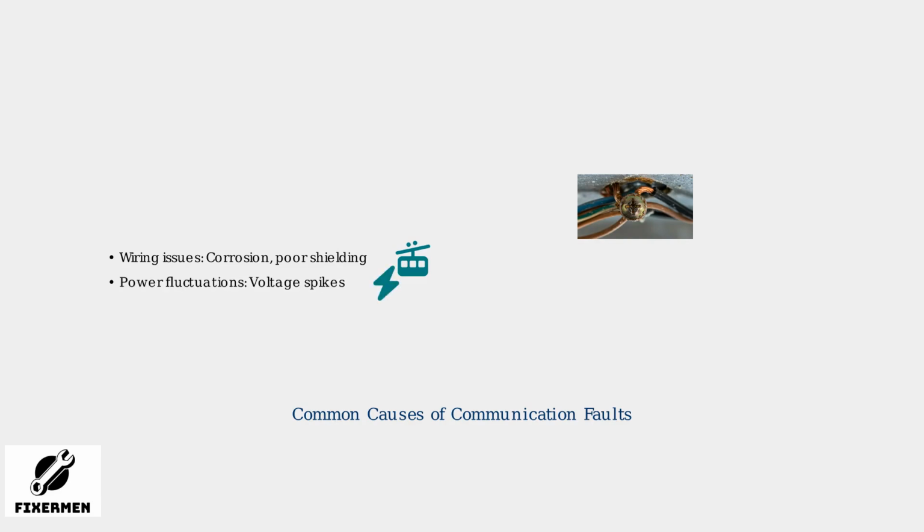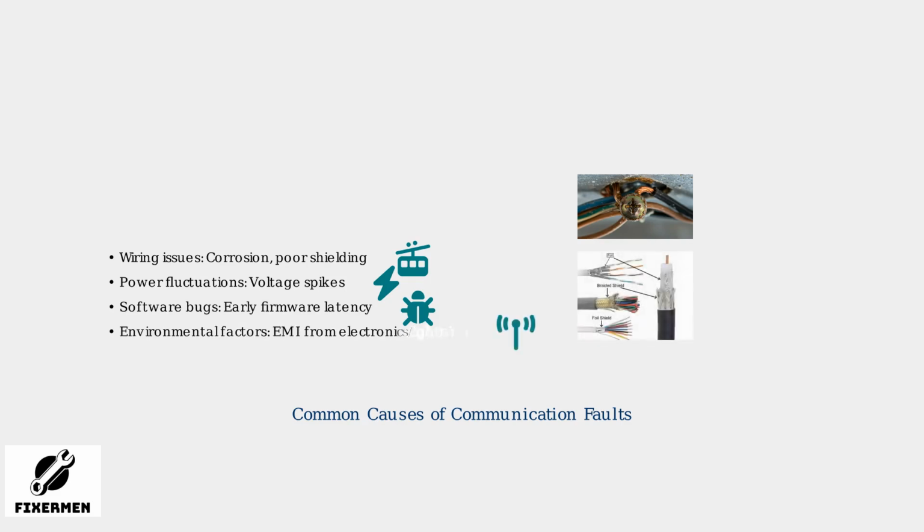Power fluctuations like voltage spikes can also cause faults. Software bugs in early firmware versions, such as latency issues, are another cause. Environmental factors, like electromagnetic interference from nearby electronics or lightning, can interrupt the signal. Proper shielding helps prevent this.